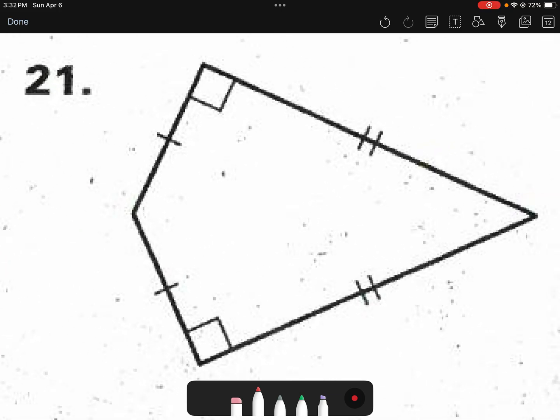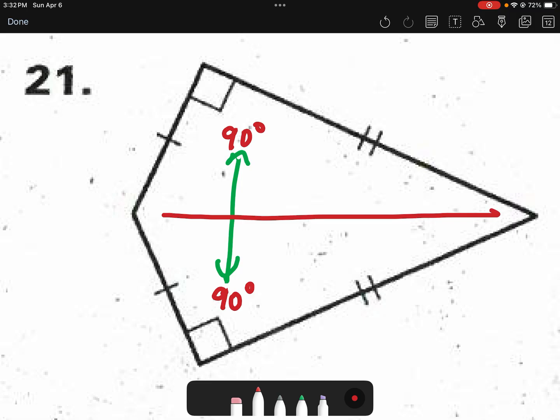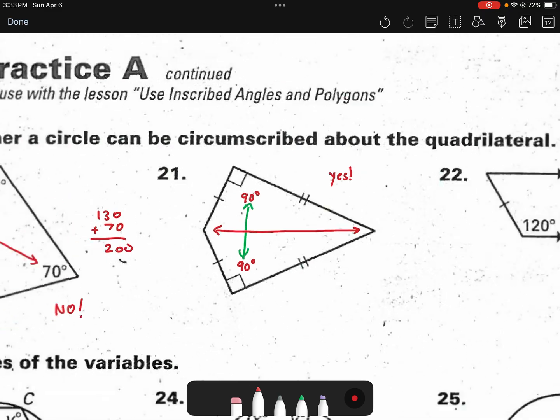This one, number 21, gives you no numbers. But I know right now that it'll work because these two opposite angles add up to 180, which means these two angles have to add up to 180 also because it's a quadrilateral, 360 degrees in a quadrilateral. So this would be yes. Even though you don't know those measures, you know they have to add up to 180.